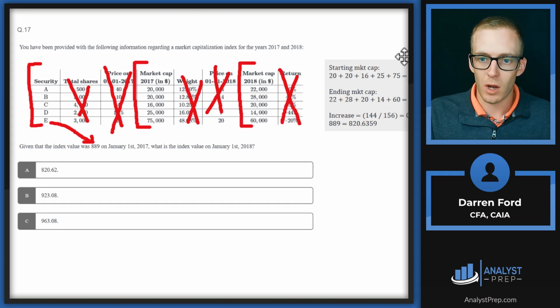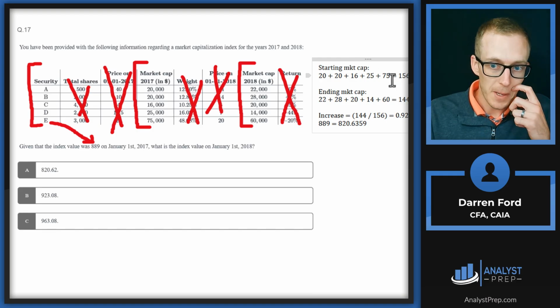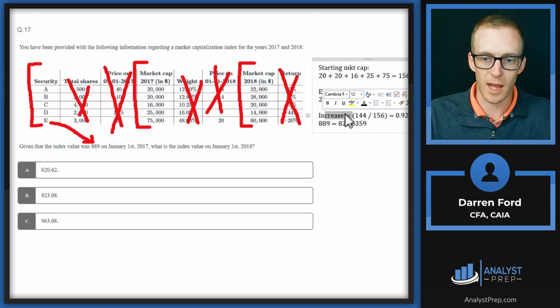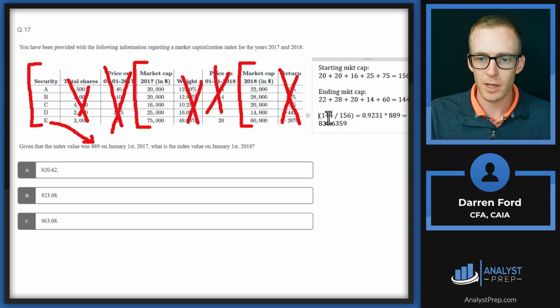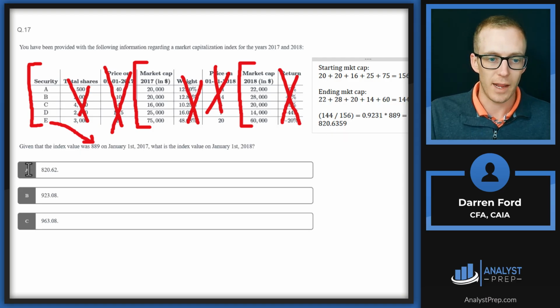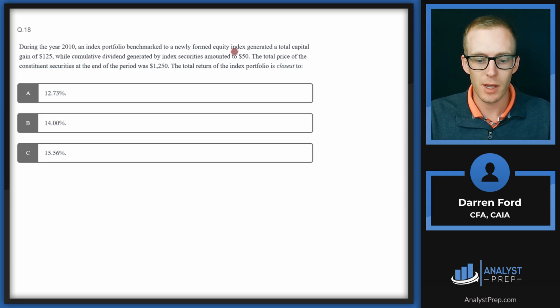So let's do that. Our starting market cap, adding these 5 values, is going to be 156. Ending market cap, adding these 5 values, is 144. Sorry, this is not going to be an increase. It's actually going to be a decrease. So we're going to take ending market cap divided by beginning market cap, which gets us 0.9231. And then we're going to apply that to our 889 value, which gets us to 820.6359. Answer A.